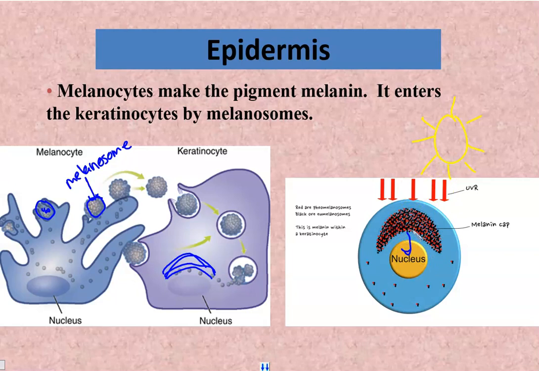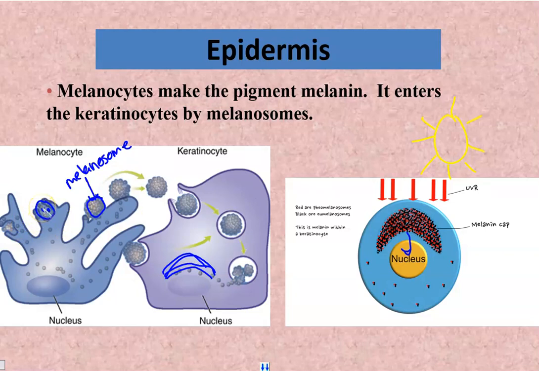There's something in your nucleus called your DNA. If the sun's UV light messes up your DNA, we could get cancer, like skin cancer, etc. So the melanocytes make the melanin, but it is the melanin itself that is capping and protecting the nucleus. The melanin gets over there through that melanosome bubble, and then it gets into another cell.